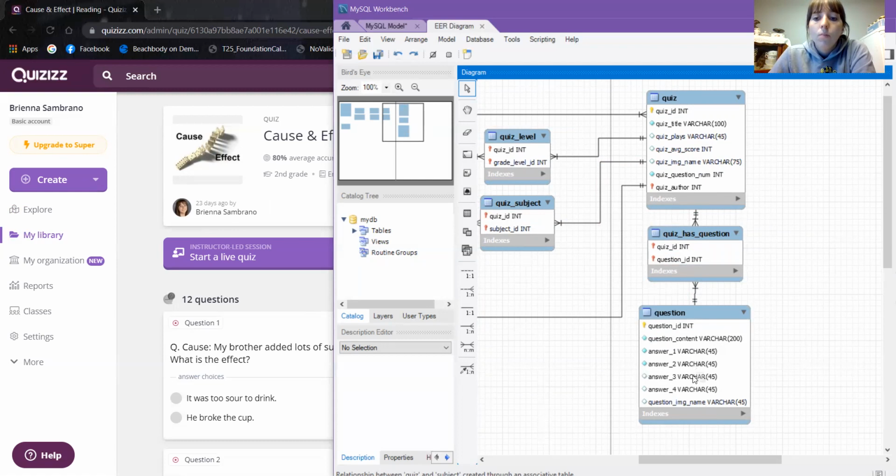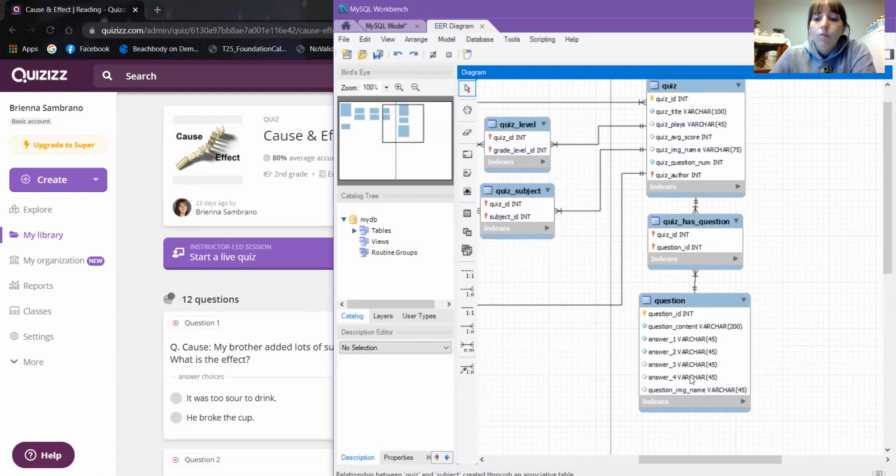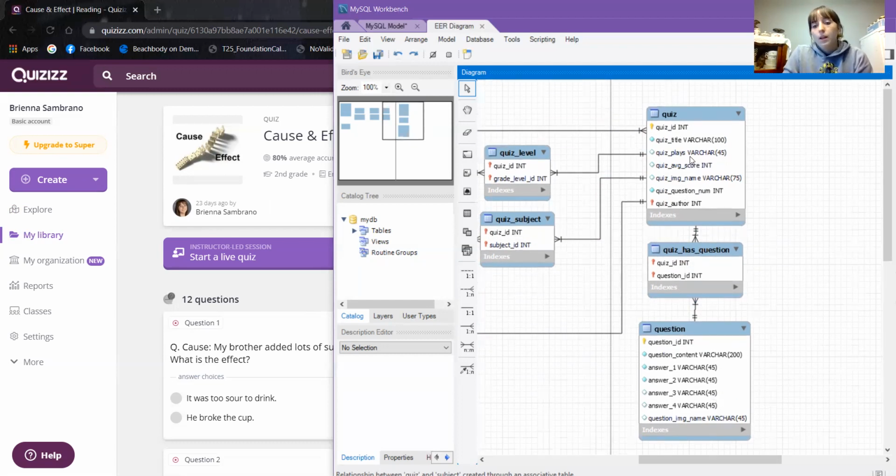They all have to have at least 2 answers, so I made those not null. And then I gave 2 other options that could be null, as well as a spot for a question image, which again is not necessary, so I left that able to be null. Then I connected those with a many-to-many relationship. So there's a linking table to show if the quiz has a specific question from the question bank.